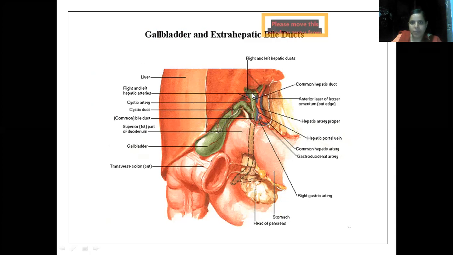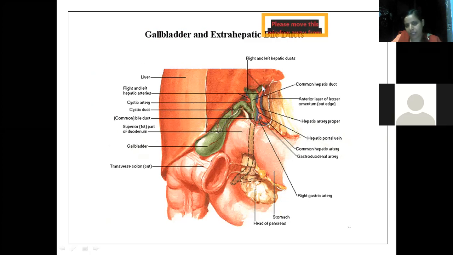From the right lobe we have the right hepatic duct coming. From the left lobe we have the left hepatic duct coming. Right and left hepatic ducts join to form the common hepatic duct. This common hepatic duct will carry the bile juice. Via the cystic duct it is now carried to the gallbladder. So that means bile juice is stored in the gallbladder.